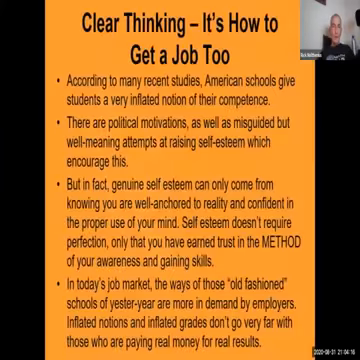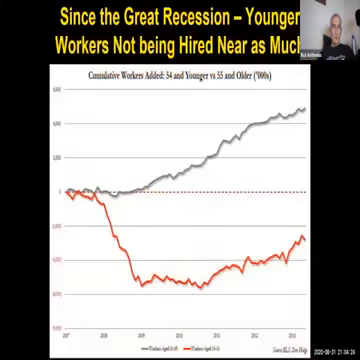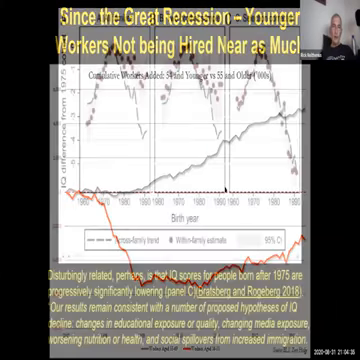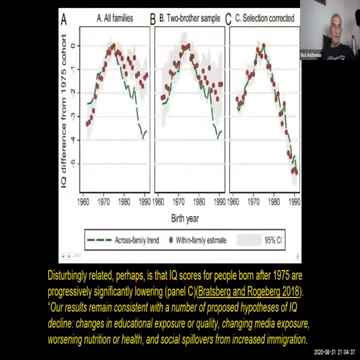And so, clear thinking, it's also how to get a job. Since the Great Recession of 2008, the older workers actually got rehired more easily than did the younger workers. Is that a reflection on our education? Well, here's a disturbing study.